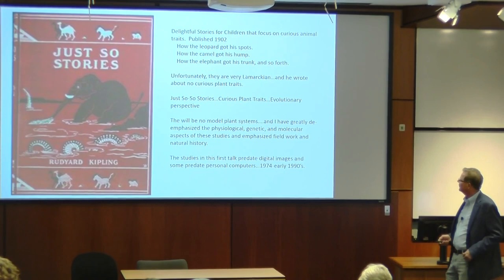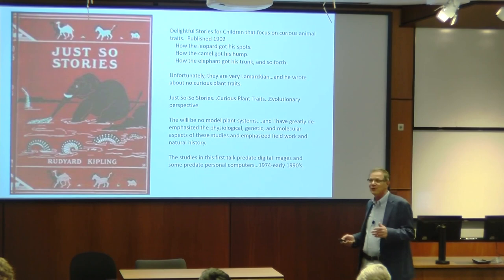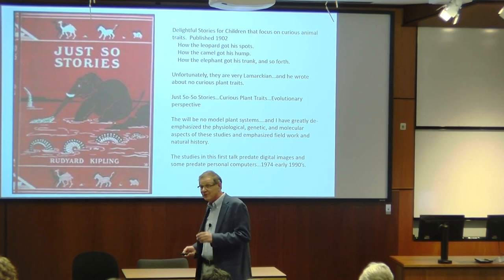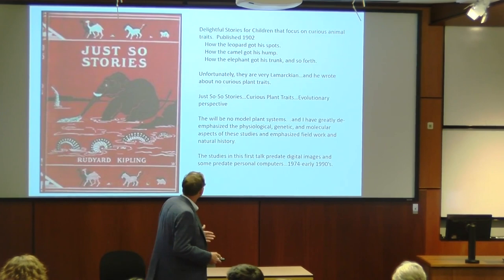In 1902, Rudyard Kipling published a delightful series of stories for children. These focus on curious animal traits, things like how the leopard got his spots, how the camel got his hump, and of course it would be its hump these days, how the elephant got his trunk, and so forth. They're delightful stories, but unfortunately they're very Lamarckian.